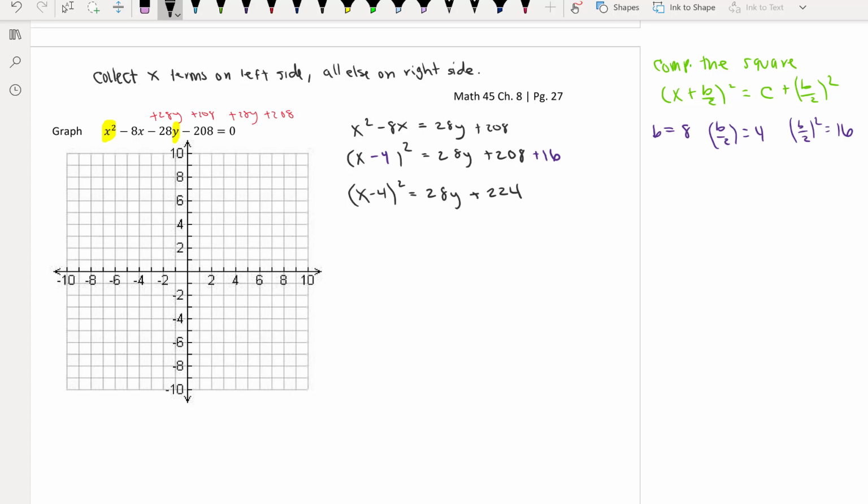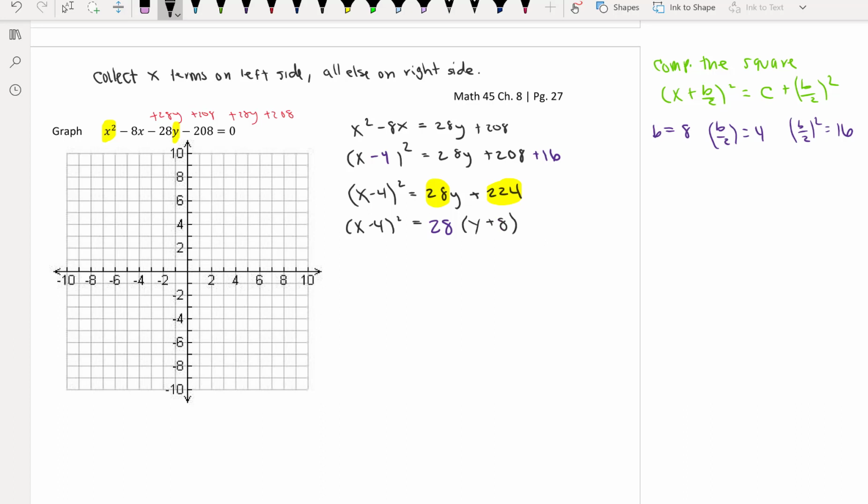And remember, for these types of equations, we always want to get the y inside its parentheses as well. So we can go ahead and do that. So let's think if we can factor the right-hand side. Well, if I have 28y and 224, I can actually see that 28 is a GCF. So I'm going to go ahead and factor that out. So I'm going to have x minus 4 squared, and factoring these numbers together, this 28 and this 224, the GCF there is 28. So 224 divided by 28 is a positive 8.